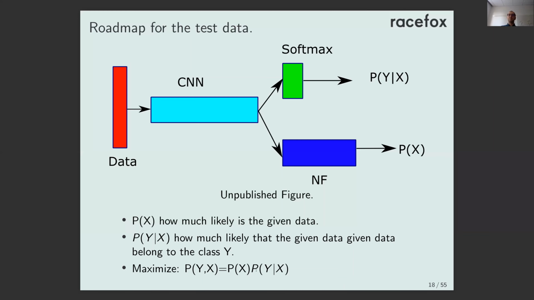And then when you multiply these together, you get the joint probability of a given class given the data, and both have to have high likelihood for the classification to be legit.